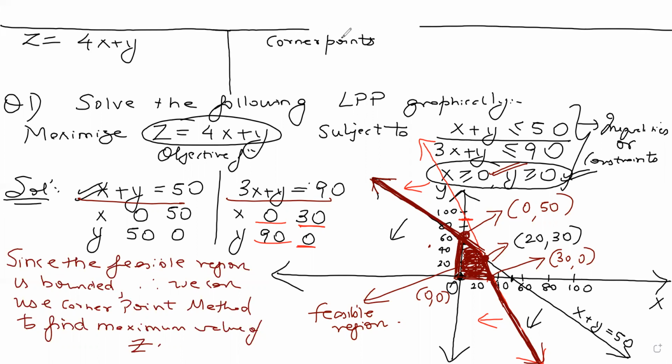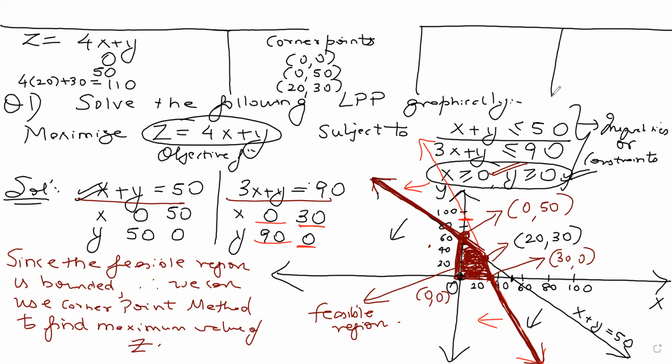So guys, when my corner point is 0, 0, what is the value of z? 0. 4 into 0 plus 0. When my corner point is 0, 50, what is the value of z? 50. Because 4 into 0 plus 50 is 50. When my corner point is 20, 30, the value of z is 4 into 20 plus 30, which is 110.